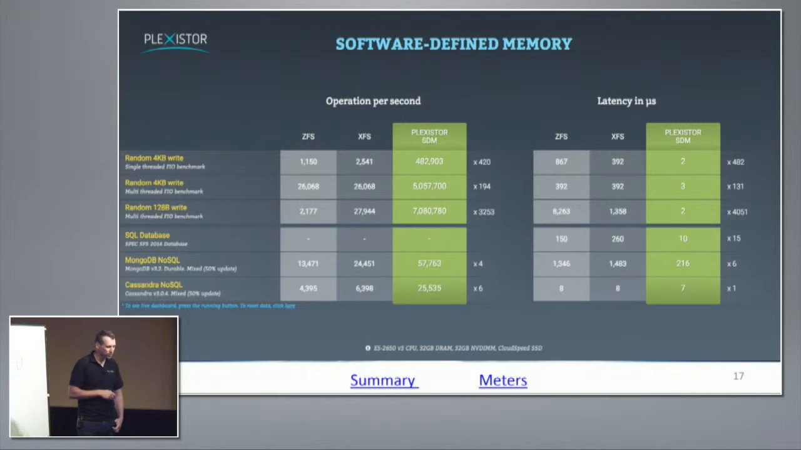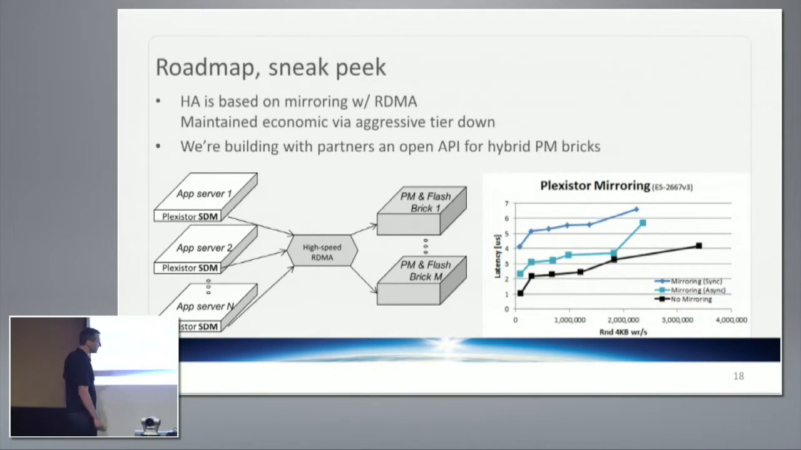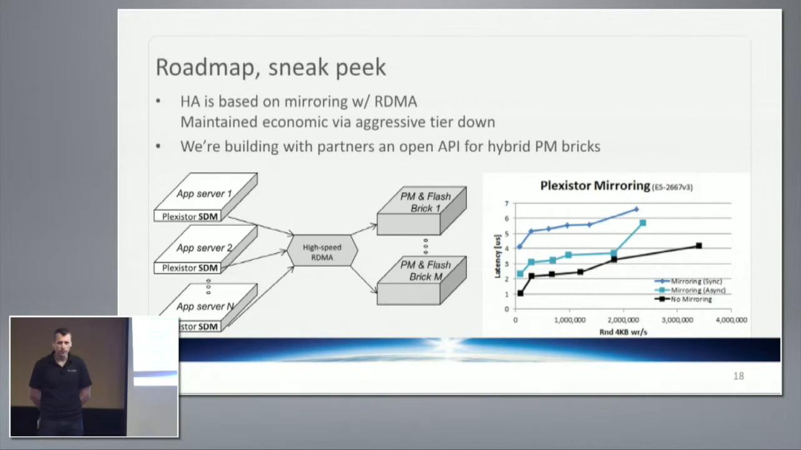What I'm about to show you is a roadmap feature. It's not in production yet. I mean, it's in R&D. It's not released yet. That's what I mean. So let's start with the context maybe first. This exactly goes back to the HA functionality, mirroring between different nodes.